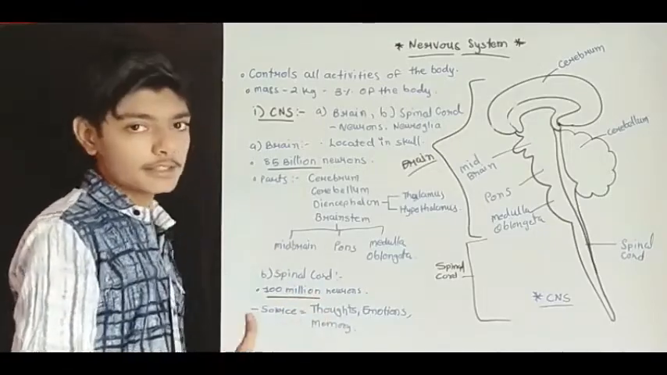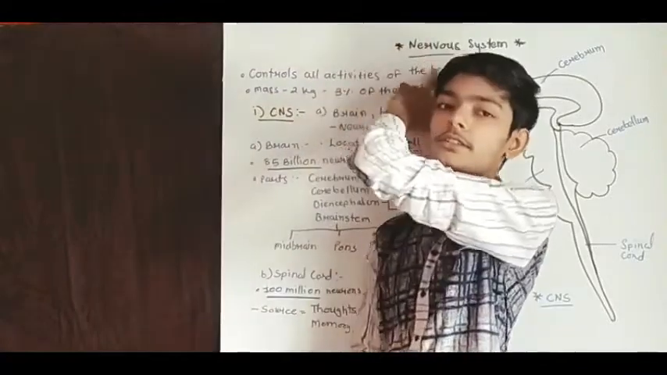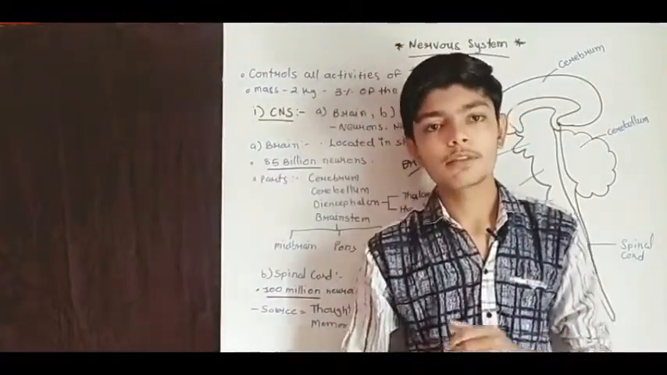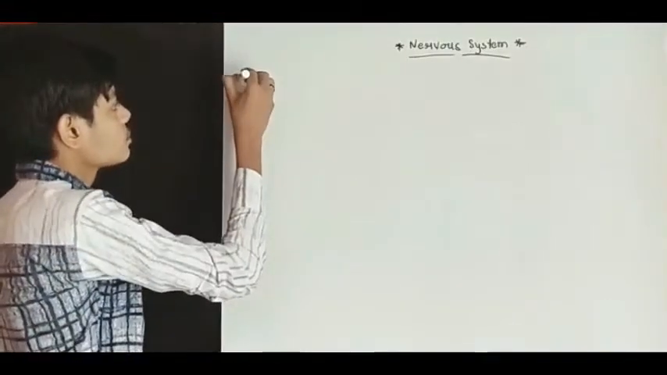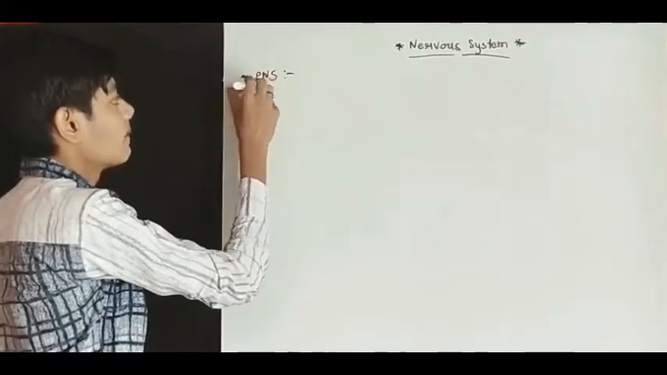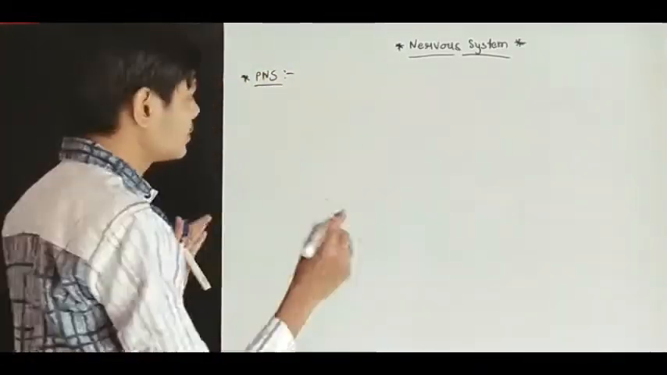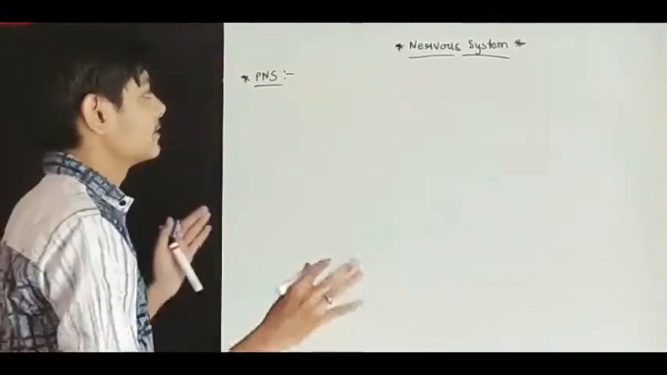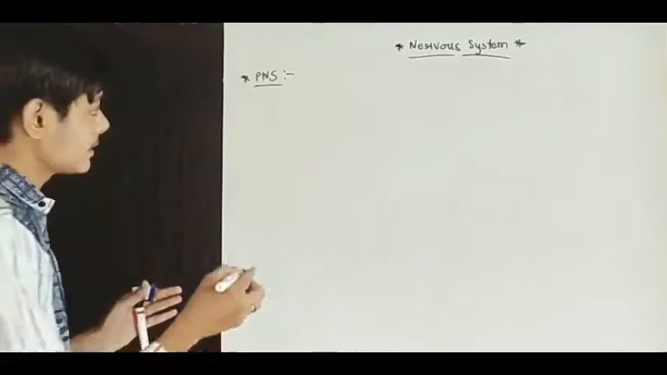Now further we will see the second part of the nervous system, which is the peripheral nervous system. So let's go to the peripheral nervous system. The peripheral nervous system consists of all tissues outside the CNS, all nervous tissues outside the CNS.